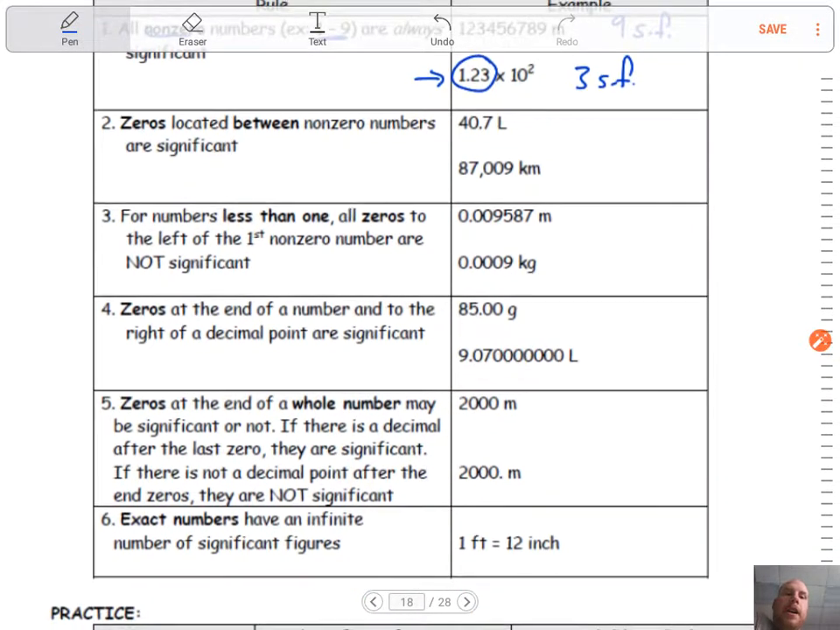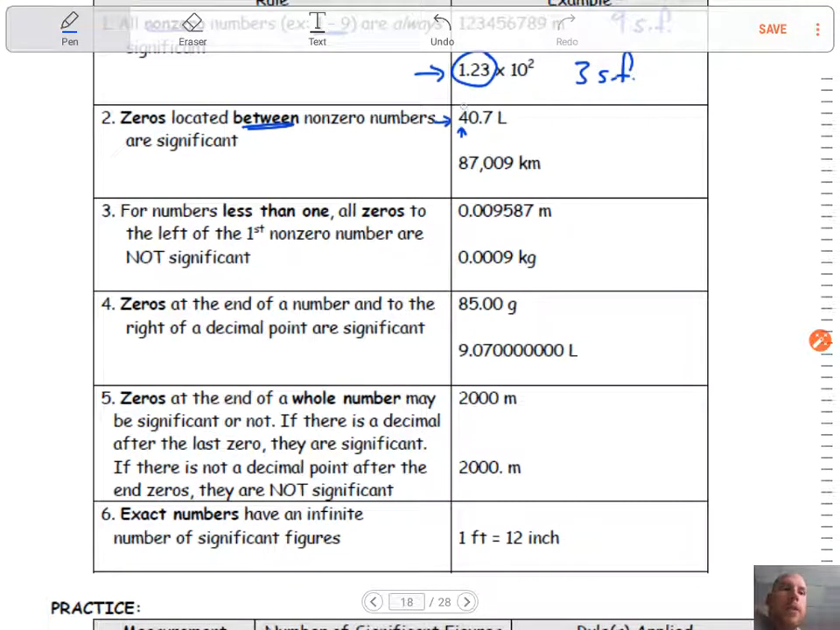I hope. Number 2, zeros that are located between non-zero numbers are going to be significant as well. If I take a look here, 40.7. Well, I have a decimal, so I'm going to start on my left side. I'm going to start counting sig figs at the first non-zero number, so that's going to be right here. And then I'm going to count until I run out, until all the numbers are gone. So that would be 1, 2, 3. I have 3 sig figs there. Because that 0 was in between two non-zero numbers, it's important. You guys pause the video and try this one.